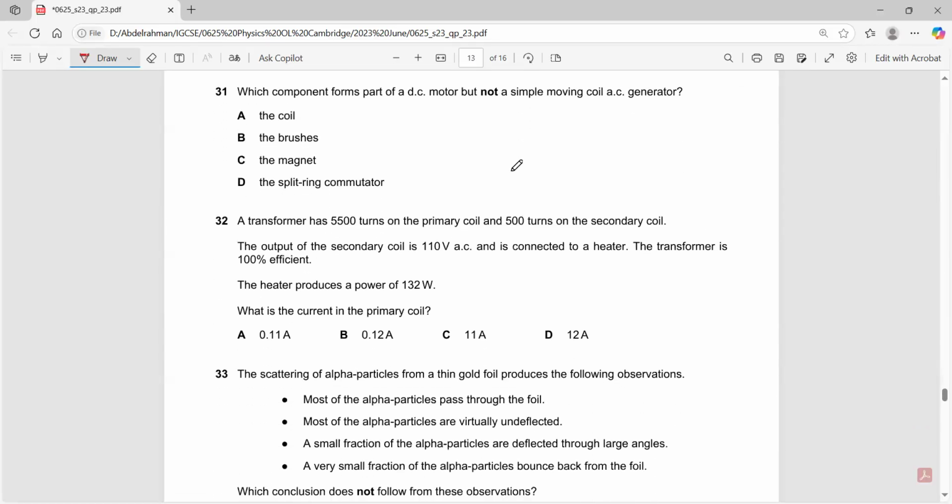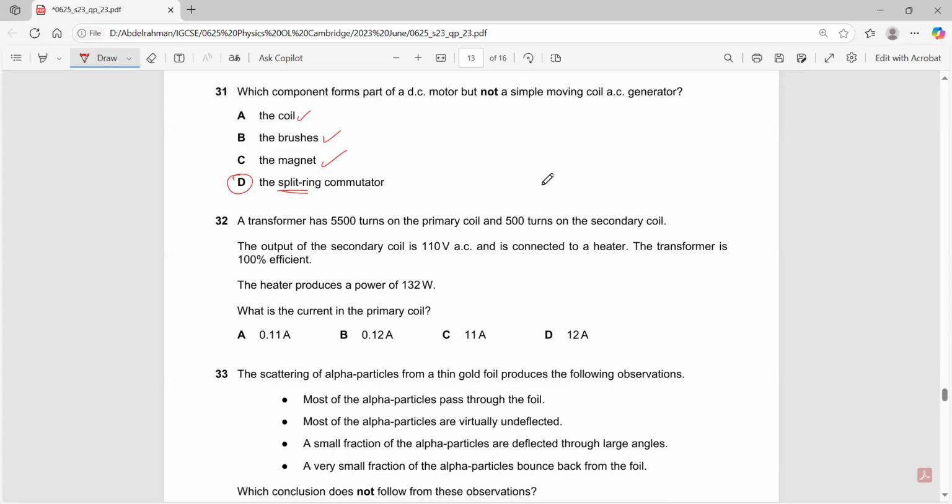Which components are found in a DC motor, but not in an AC generator? Both have a coil, yes. Both have brushes. They both have the magnets, but the split ring commutator is only found in the DC motor.